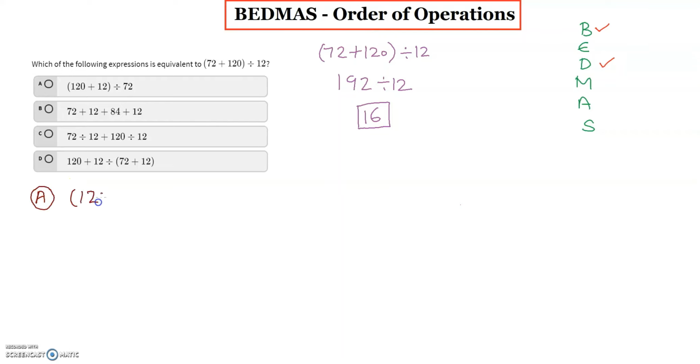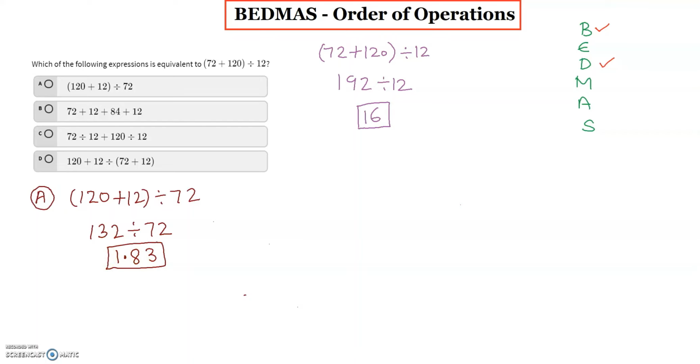Option A, I will write it down first. Same thing, I will solve the brackets first. 120 plus 12, which will give me 132. Then the second step is divide 132 by 72. The answer is 1.833. So what I can do is write a 2 decimal place answer. So it's 1.83 for option A.